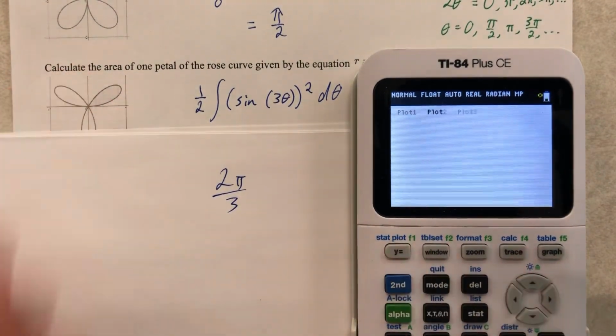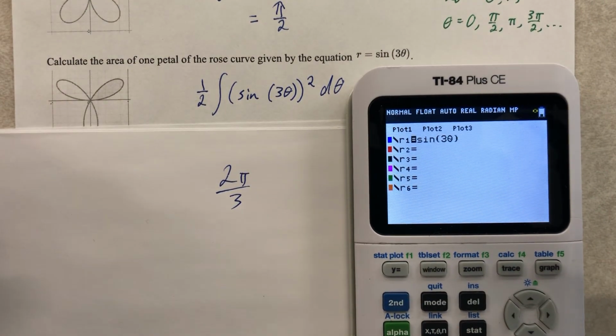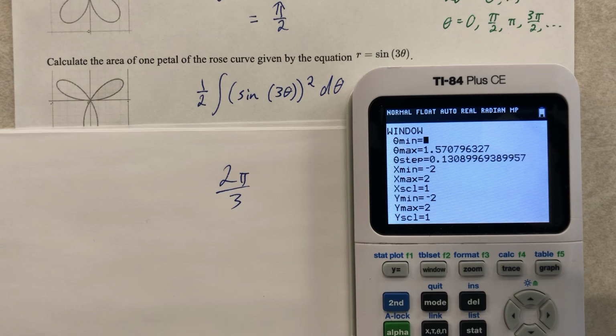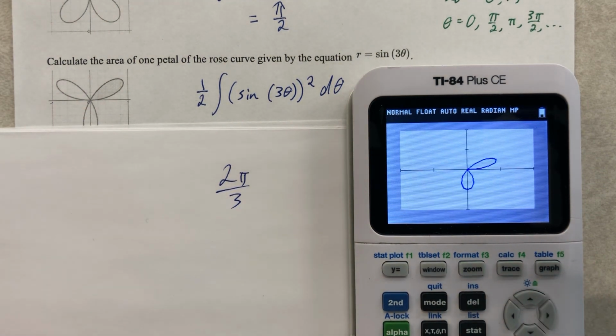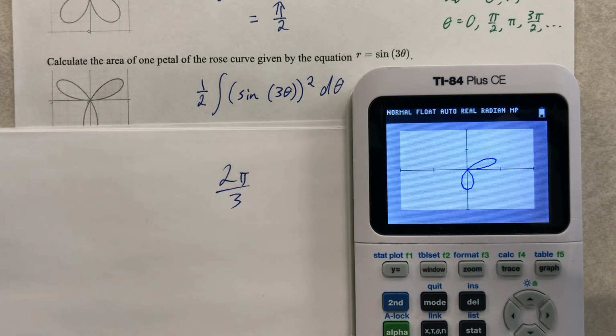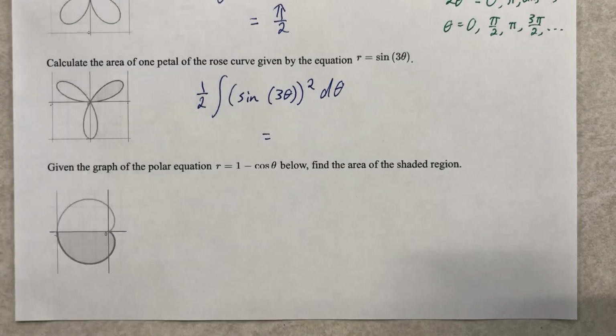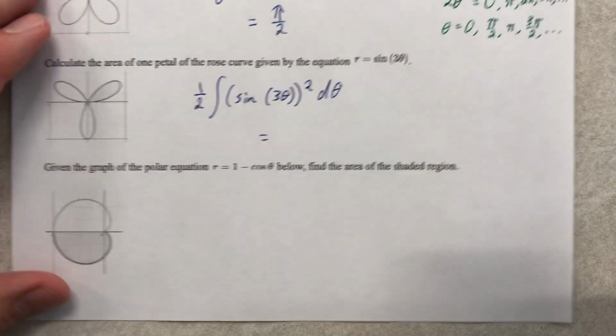Okay, so let's graph this thing. So sine of 3 theta, there's that. And we're going to press window and go from 0 to 2 pi over 3. 0 to 2 pi over 3, and I'm just going to press graph. And, what? Wait a minute. That's not one petal, that's 2 petals. Your logic sometimes doesn't work in these things. Not to insult you. Sometimes you just got to be careful with it, all right?